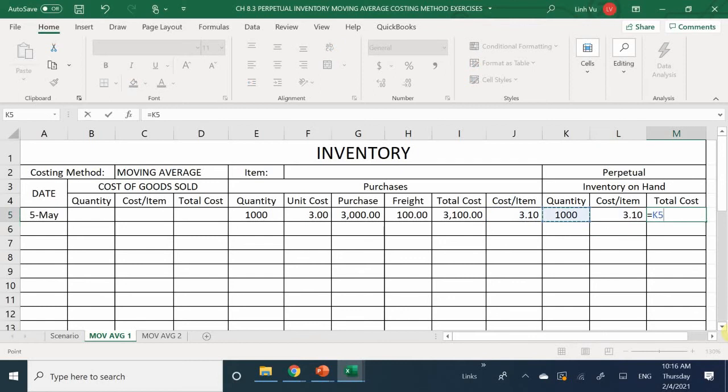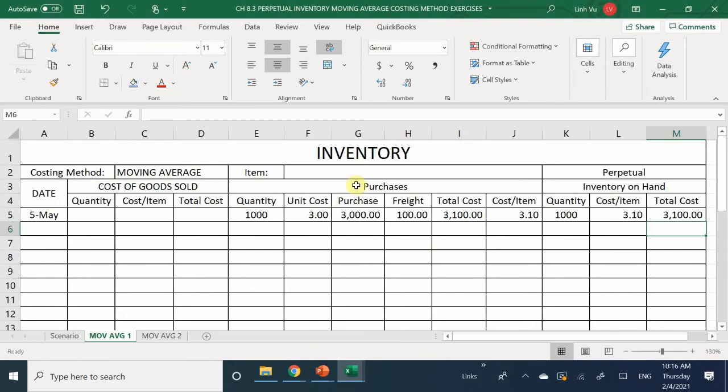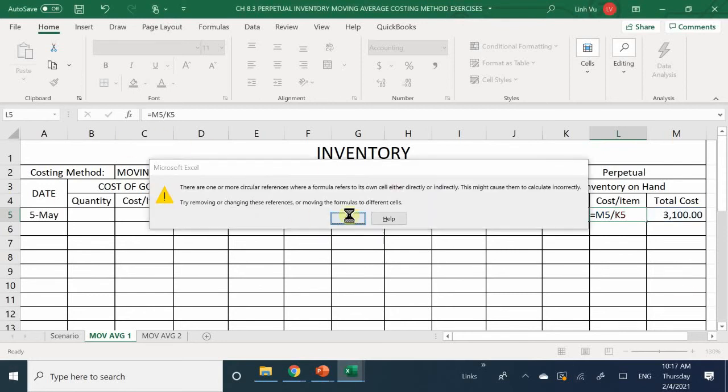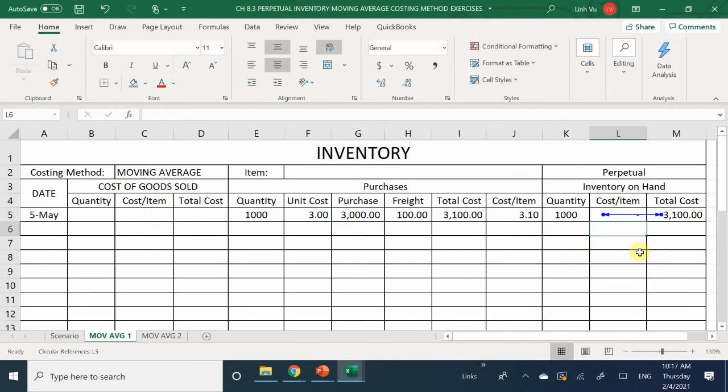Now, I'm going to show you my way because I think this is the easiest way to understand how to do this. For my first one, I decided to do that. But instead, I want my formula to be in my cost per item section. So I'm going to take my total cost and divide it by my quantity. Okay, it says I couldn't do that. So let me go ahead and undo that.